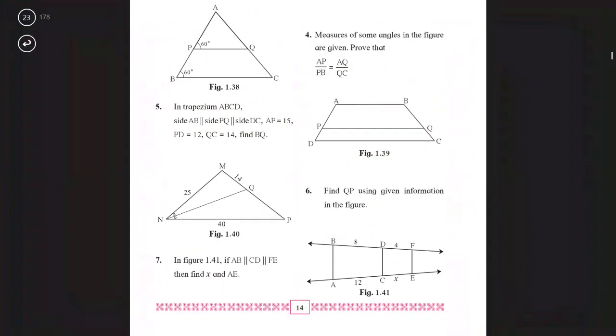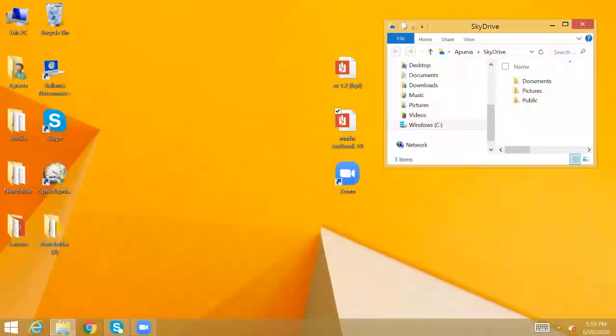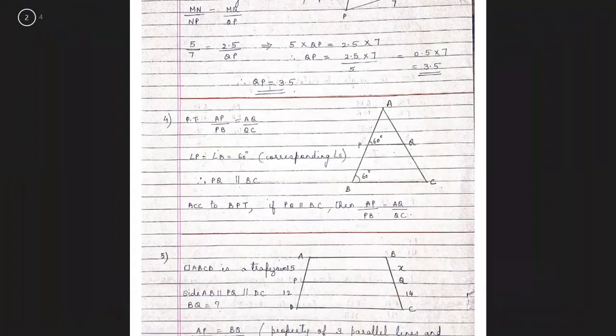Question number 5. In trapezium ABCD, you have side AB parallel to side PQ, which is also parallel to side DC. AP is 15, PD is 12, QC is 14, find BQ. Now, which theorem do you think we have to use here? You have three parallel lines, AB, PQ, and DC. So, obviously, the property that you will be using is the property of three parallel lines and their transversal.